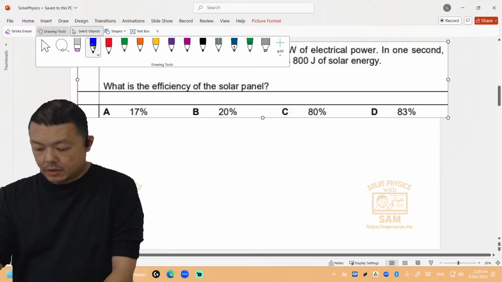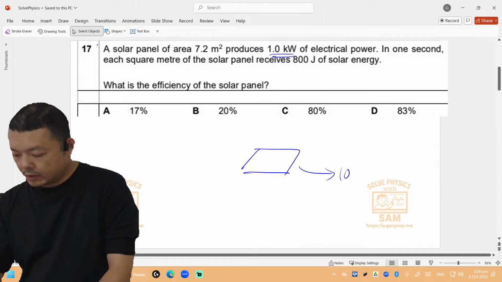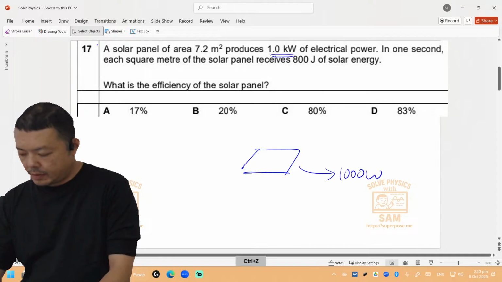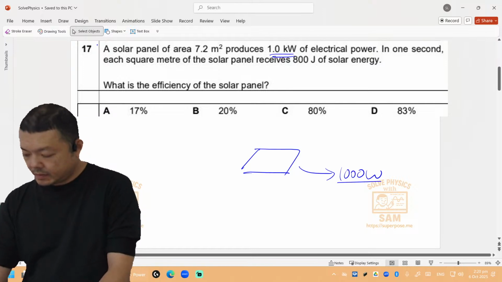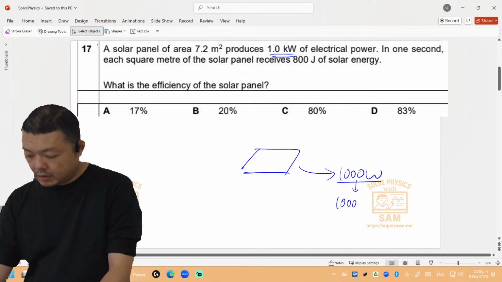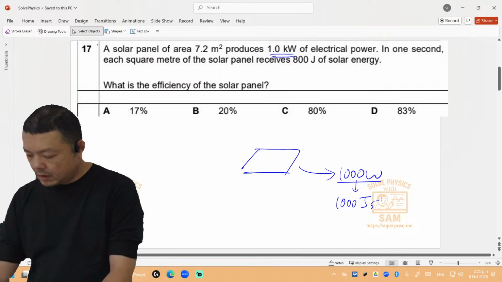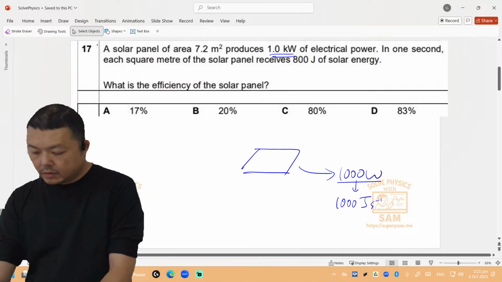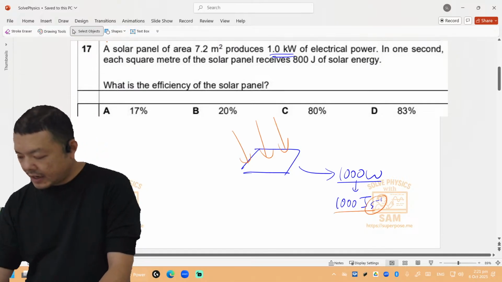So I think sometimes it's good if you can visualize it. This is a solar panel. The solar panel can produce 1000 watts, right? And if you remember back from the beginning, when you read 1000 watts, what should you read? 1000 joules per second. That means in 1 second, this solar panel, upon receiving sunlight, can give us 1000 joules every second.